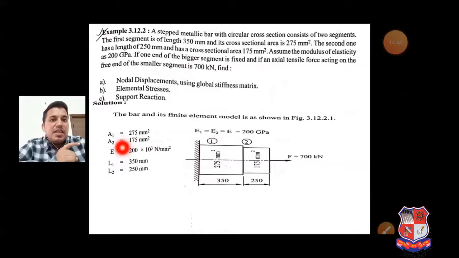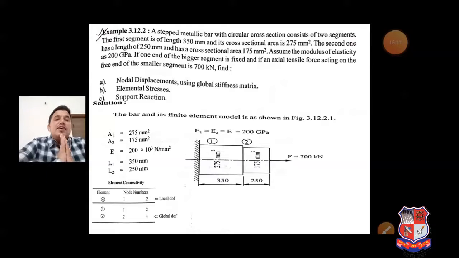As per the given data, A1 is 275 mm², A2 is 175 mm², and E1 is equal to E2 is equal to 200 GPa. We convert 200 GPa into N/mm², so it is 200 × 10³ N/mm². The lengths are already given: 350 mm and 250 mm. Let's start. First step.